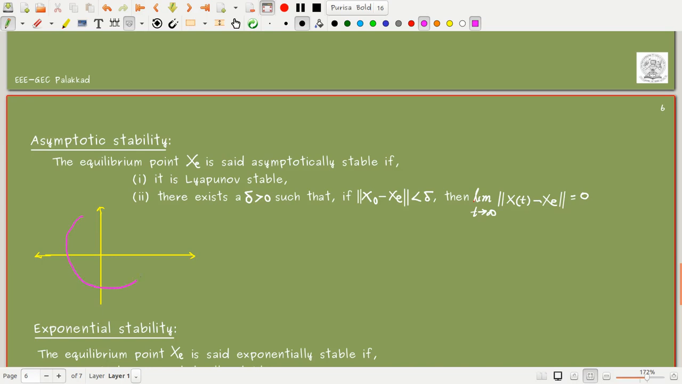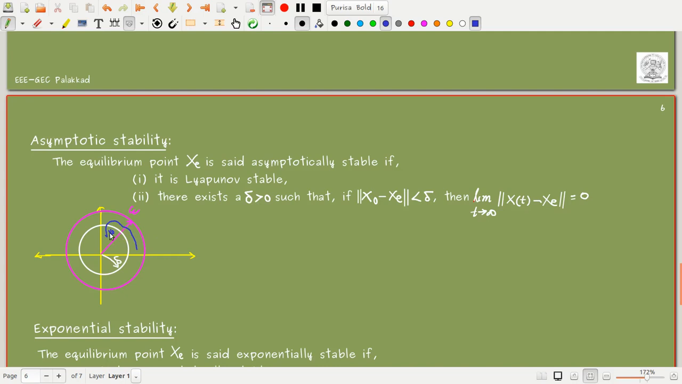I give you an epsilon ball here. So this is the epsilon ball I give you. And then if I give you an epsilon ball, you should be able to give me a delta ball where my initial condition starts, and say that my initial condition is starting somewhere here, and since it is Lyapunov stable, it does not go out of this epsilon ball. That is true. But what is the next condition?